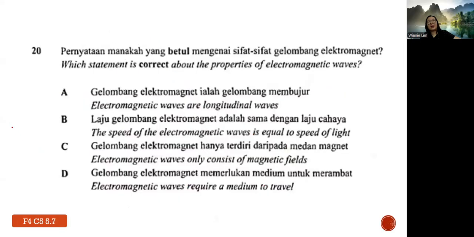20. Which statement is correct about the properties of electromagnetic wave? So for information, what is an electromagnetic wave? It is a wave whereby the magnetic field and the electric field are perpendicular to the propagation direction of the wave. So they are classified as transverse waves. They have the speed of light, which is 3 times 10 power 8, and they need no medium to travel. So which statement is correct based on my explanation?